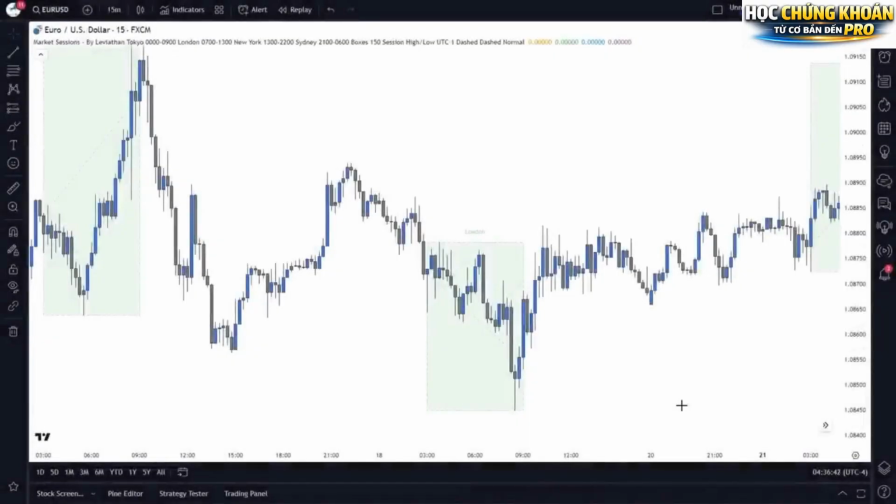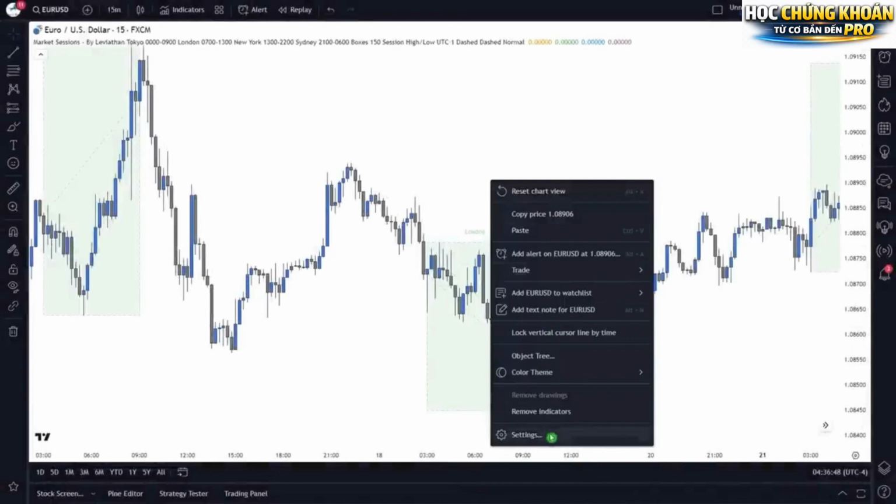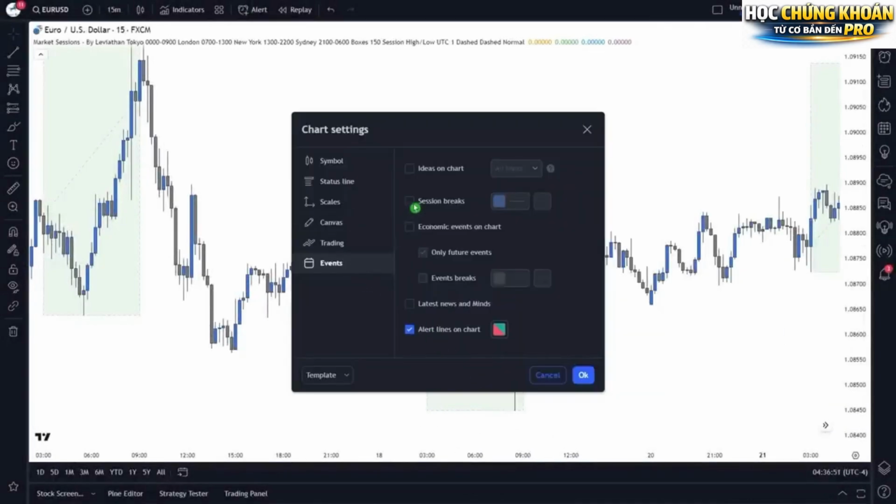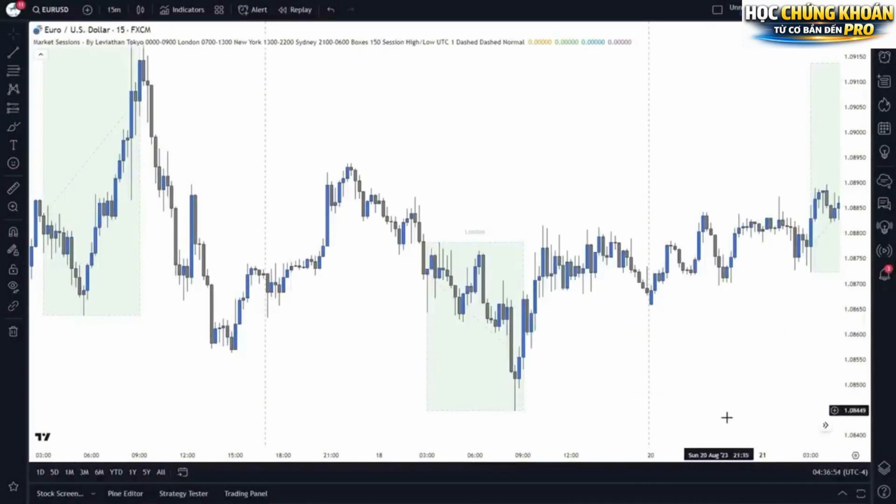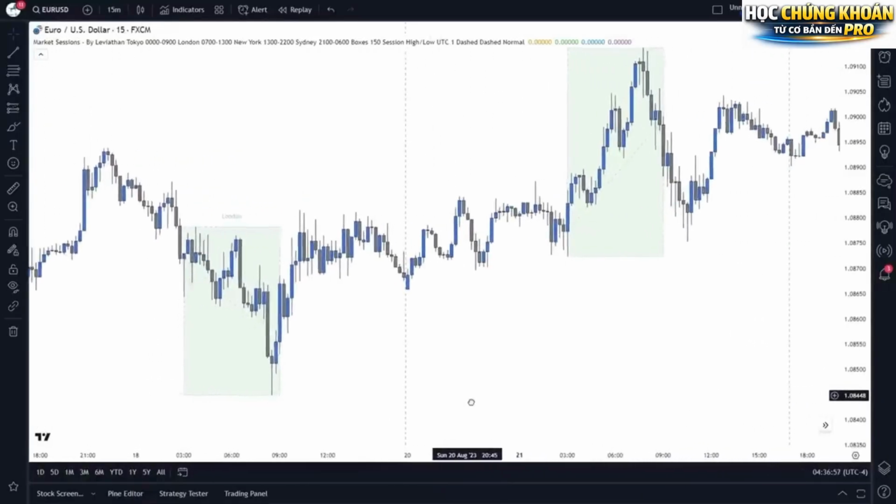We also need to enable our period separator on the TradingView platform. So right-click on the chart and click on the Settings. From the Events tab, select the Session Breaks. Then the vertical lines dividing each day will pop up on the chart.